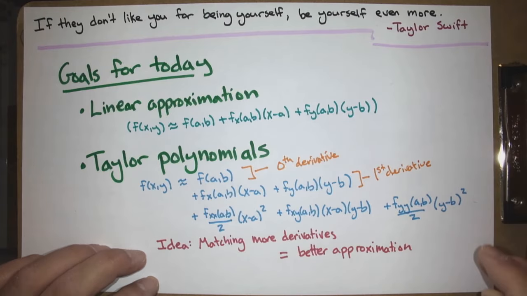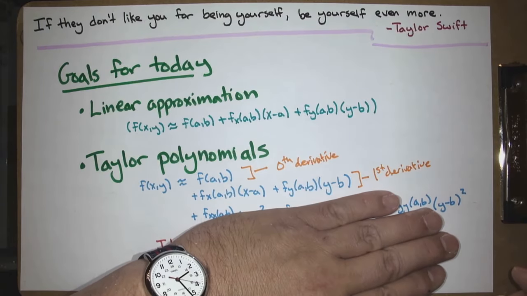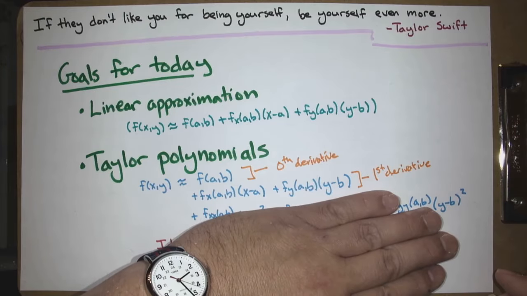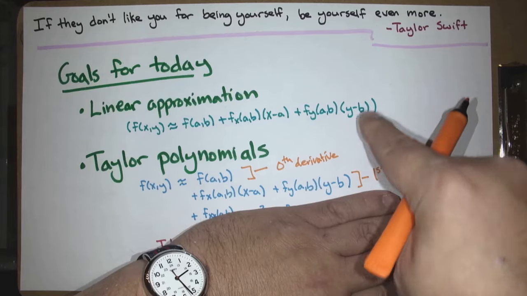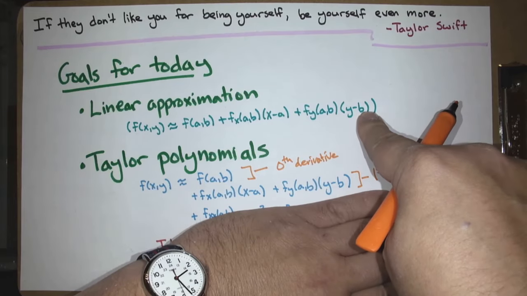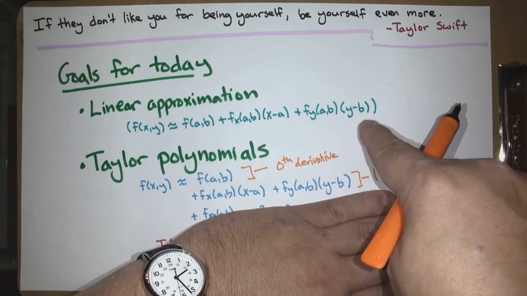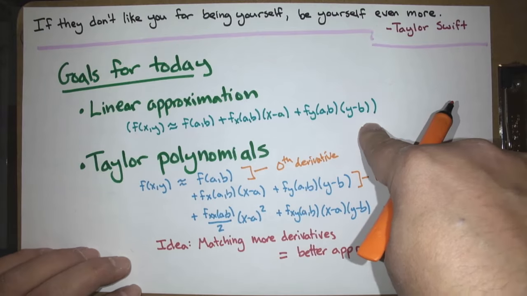And you pause and say, if I stopped here, that looks familiar. What does that look like? It's what we have up here. So we've been doing Taylor polynomials the whole time. As soon as we start doing linear approximation, that's just a Taylor polynomial.